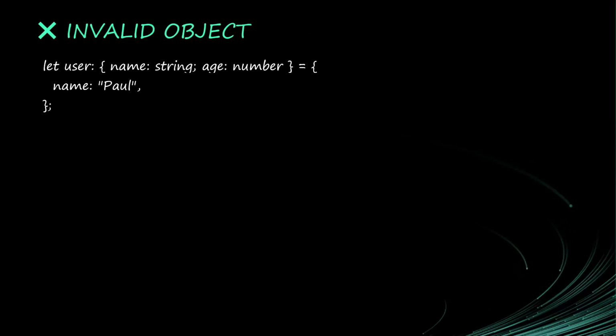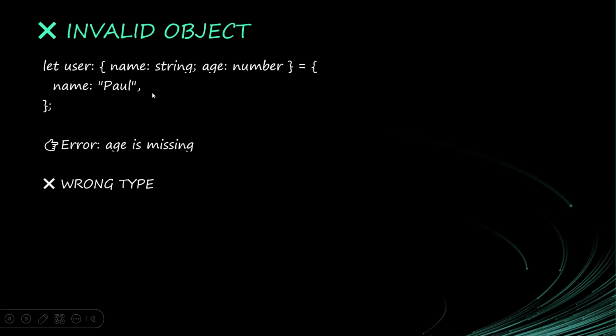So, invalid object. Now you can see I have shown you some examples already. This user has this data type. It has this type, name and age. And when we are assigning only name, the age is missing, so it will flag it as an error. Try it out. You have seen me do that already. So age is missing, so it is wrong. It will not compile.